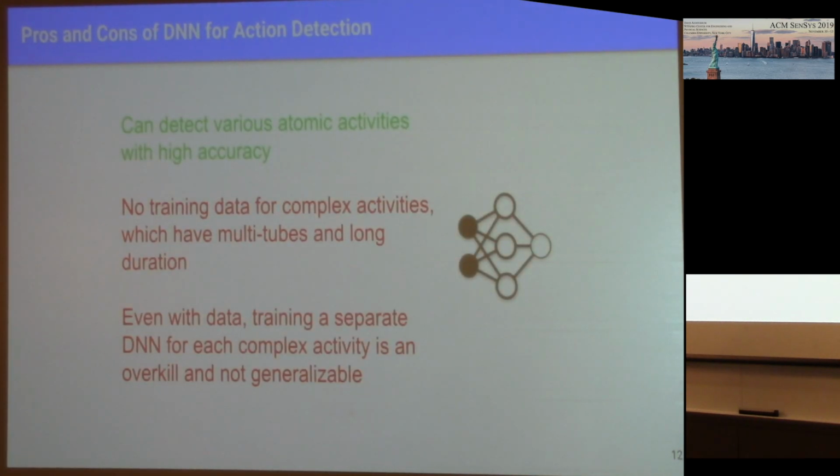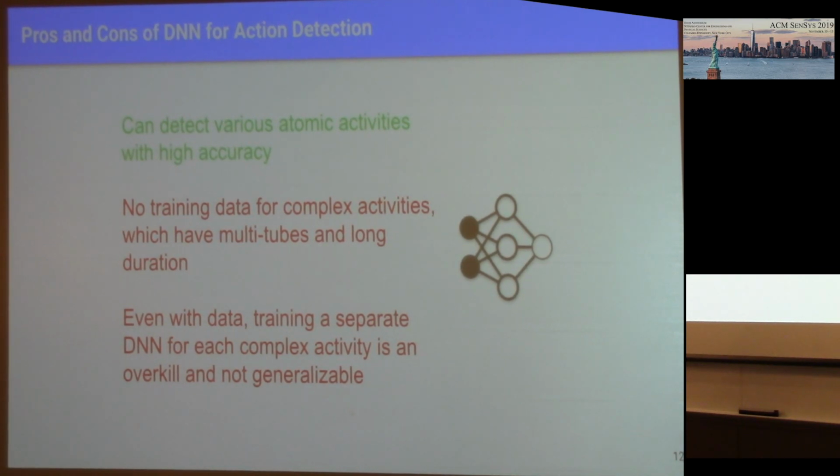But the problem with today's DNNs is that they require training data. It is true that as long as we have good training data, they can detect various atomic actions with very good accuracy. But for complex activities, which have multiple tubes and longer sequences, we rarely have such training data. Even if we did have this data, we would still need to train a separate deep neural net for each very specific complex activity. This would be a total overkill, and it would not be generalizable at all.